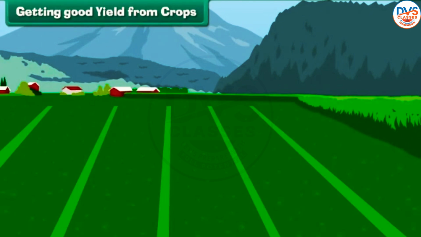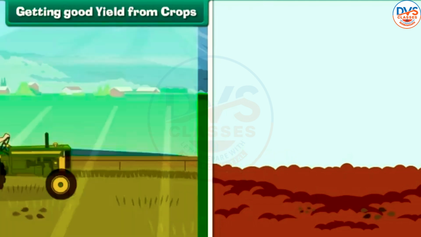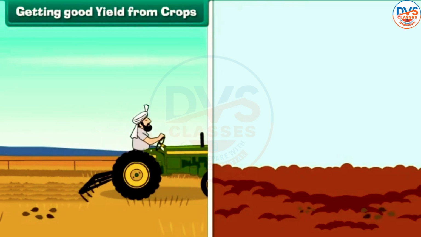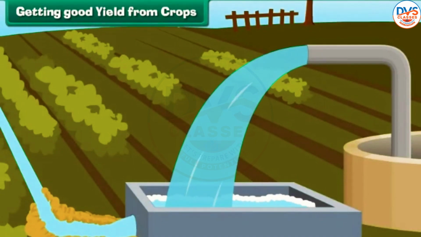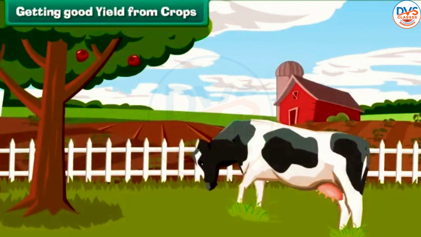To get a good yield from crops, following things should be kept in mind. Healthy seeds of best variety should be used. Before sowing the seeds, soil should be prepared by plowing and adding manure or fertilizers to it. Soil should be watered at right time and with right amount of water. Crops should be protected from diseases and harmful insects and animals. Insecticides and pesticides should be sprayed in correct quantities. Crops should be protected from grazing animals.